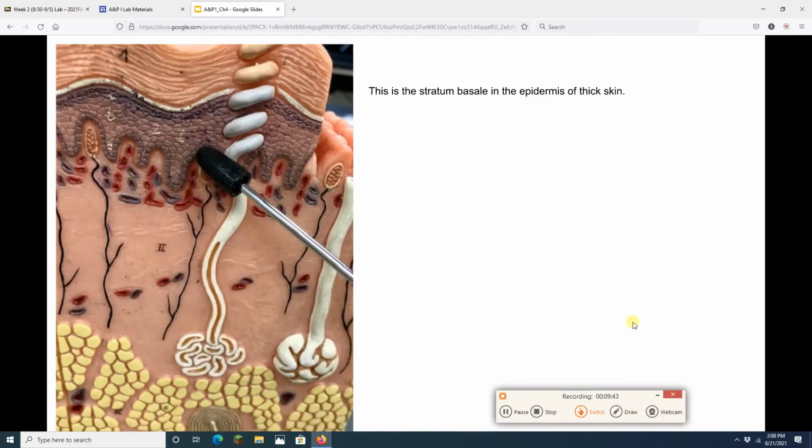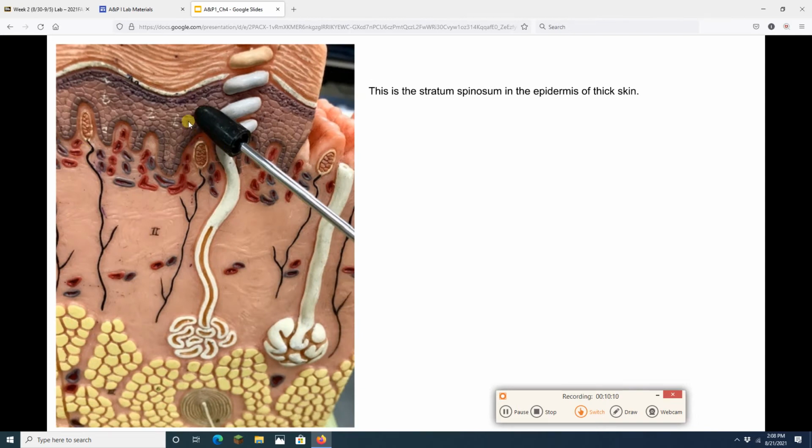So, here I got thick skin. Switched it around on you. This is thick skin. There are no hairs in this part right here. No hairs whatsoever. This is thick skin. Now I'm at the very bottom here. I can see this single layer of cells right here is the stratum basale. So the pointer is on the stratum basale.